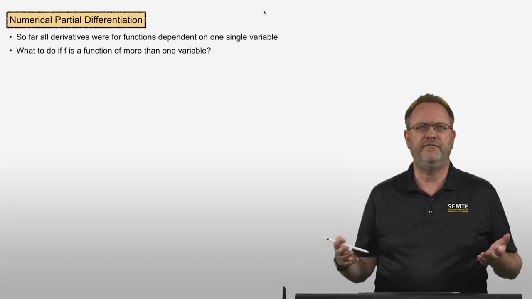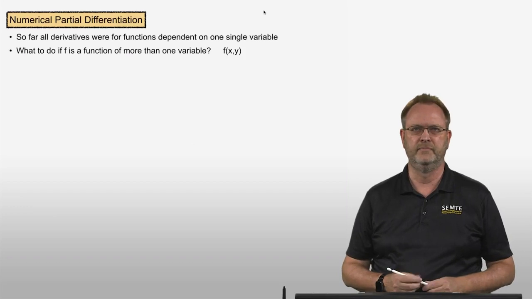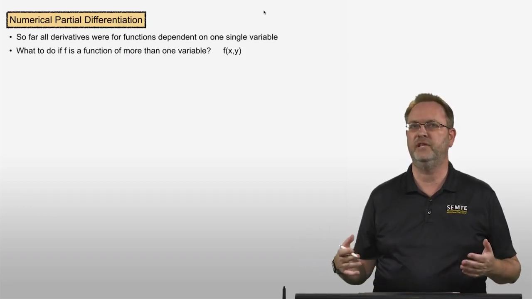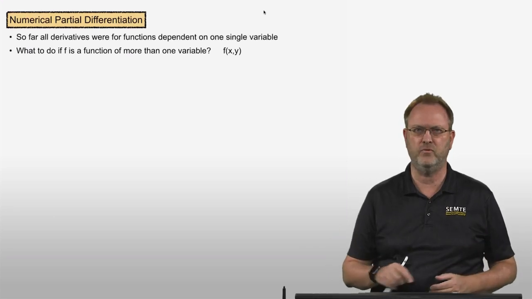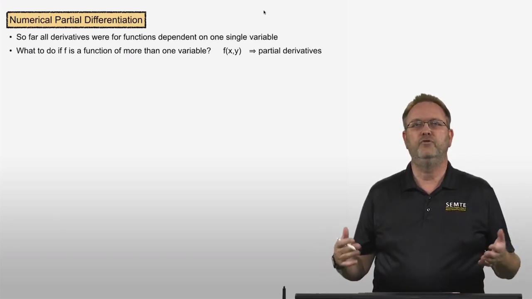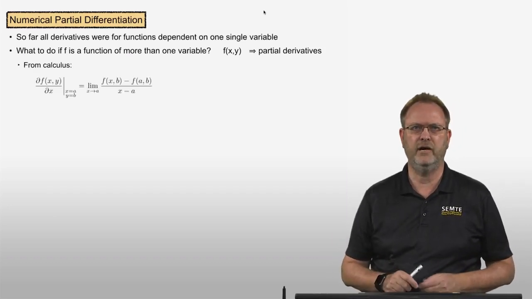But what do we do if a function f is a function of more than one variable? For example, f would be in this case here a function of the independent variables x and y. Well, in that case we know from calculus that we have to do partial derivatives. And from calculus we know how to do that.